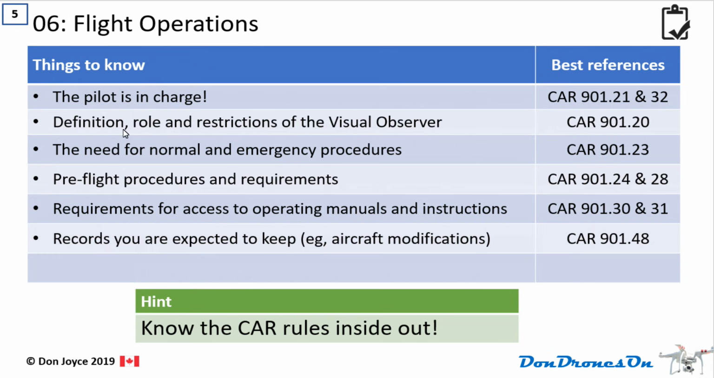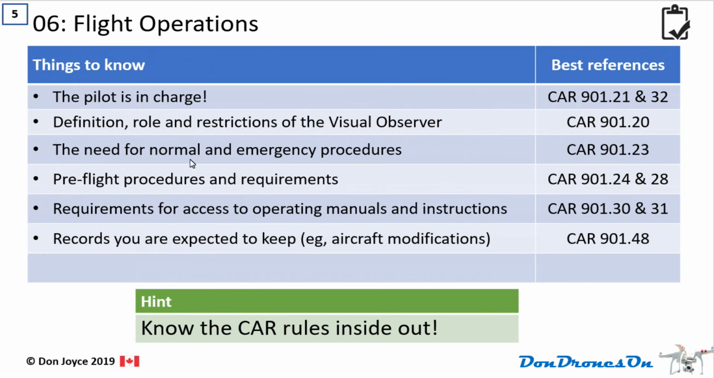Second thing is definitions like the definition of a visual observer, what their role is, and what restrictions there are around visual observers. I mentioned one earlier, that the visual observer can't be driving a boat, for example. They're allowed on the boat, but they can't be flying the boat or driving the boat.